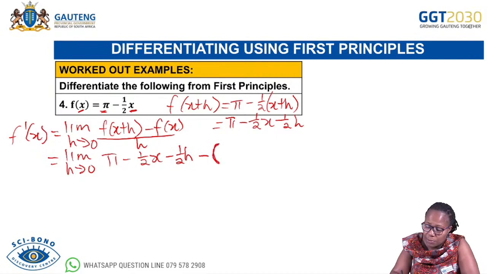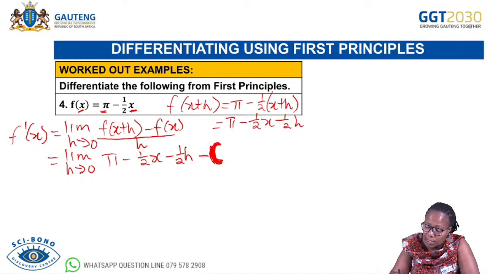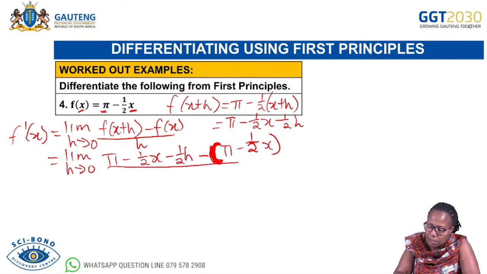I need that important bracket, right? That bracket is a lifesaver. It must be there. That is why I am putting effort on that one. I am emphasizing this, okay? So that will be pi minus half x, because I'm having two terms. They must be inside the bracket.